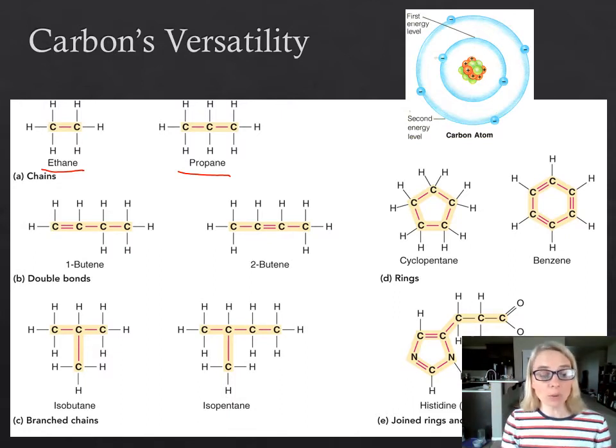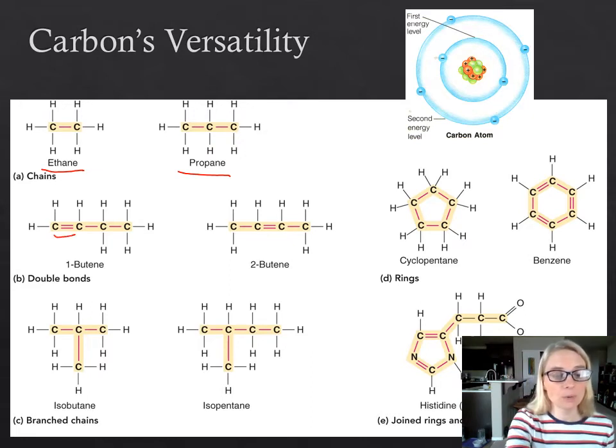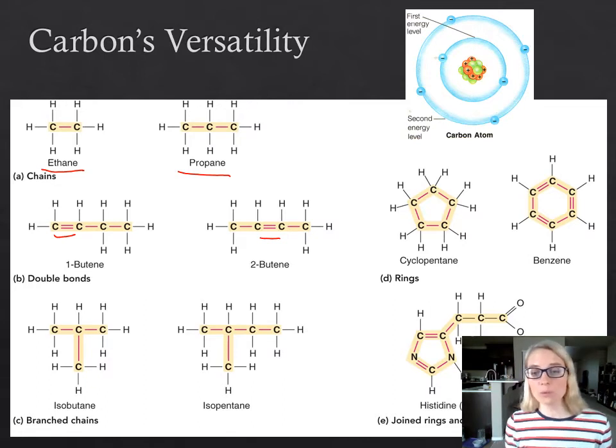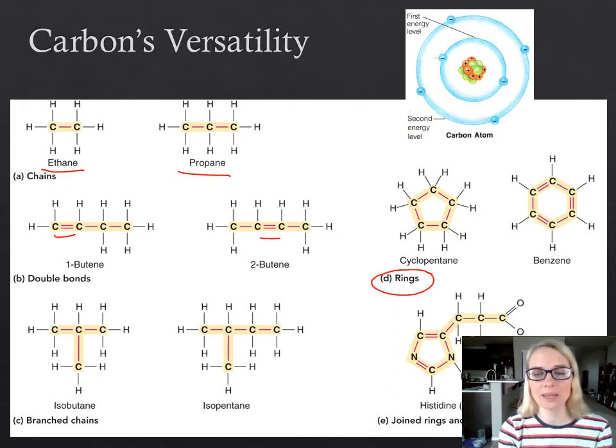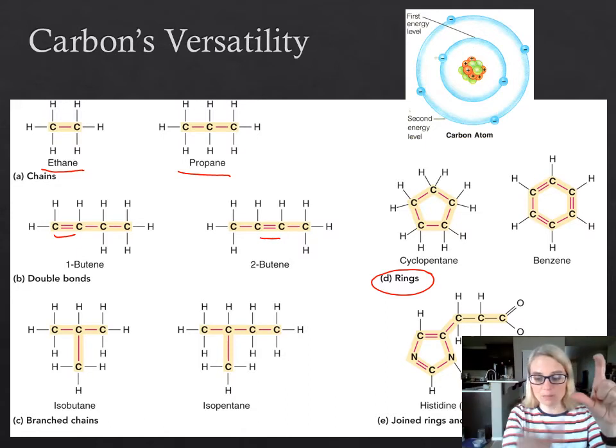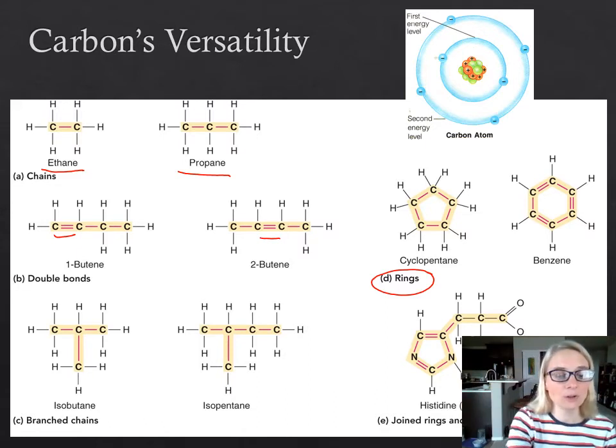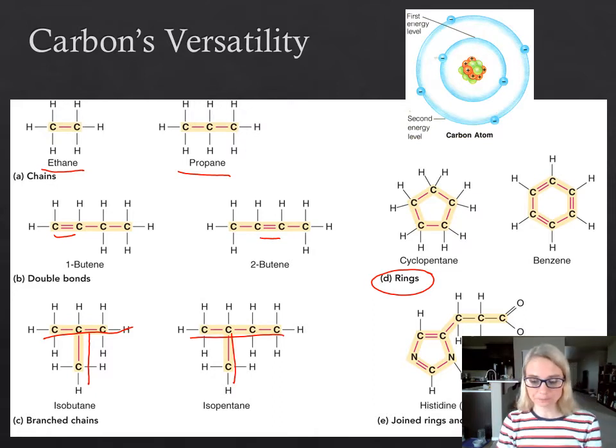We can throw in some double bonds. So if we put in a double bond, we might get butene, right? Or maybe we can take these long chains and wrap them around and give you ring-like structures like benzene and cyclopentane. Or we can have branches. So you have a chain and then maybe off on one side, instead of having a hydrogen, you now have these chains.